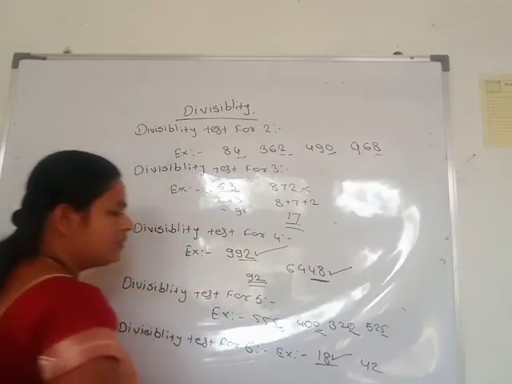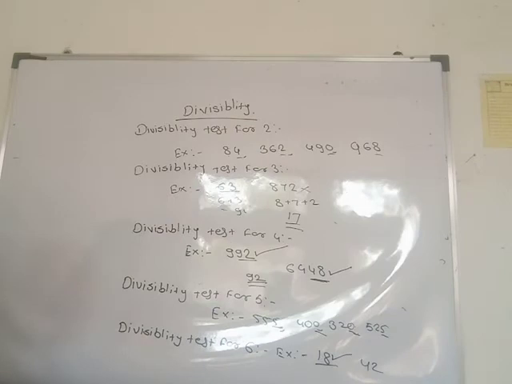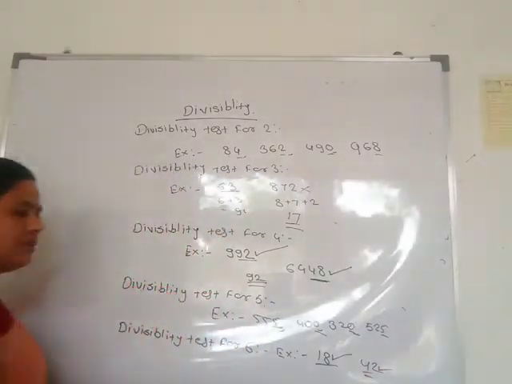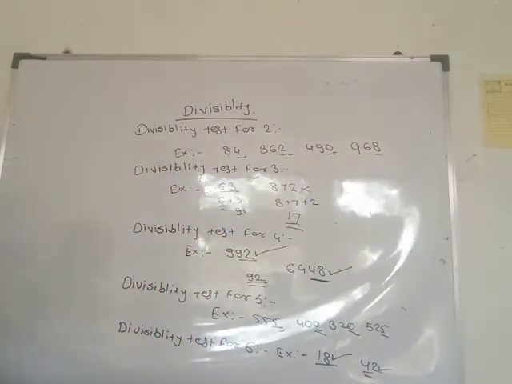Then 42. This 42 is divisible by 2, and 42 is divisible by 3, therefore it is also divisible by 6. It means if a number is divisible by 2 as well as 3, then that number is divisible by 6.